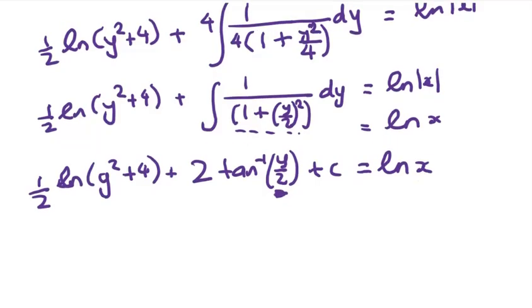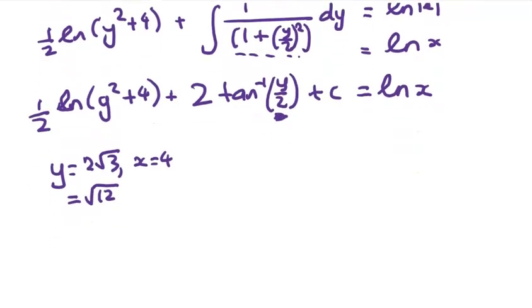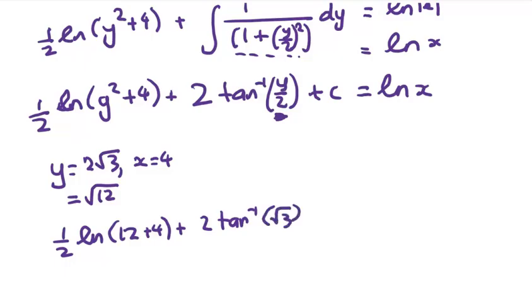Now, in the question, we were told that when y is equal to 2 root 3, x is equal to 4. 2 root 3 is equal to the square root of 12. So substituting in values, we get a half ln of y squared, so 12 plus 4, plus 2 tan inverse of root 3, right, so it's root 3 because it's half of 2 root 3, plus c is equal to the natural log of 4.